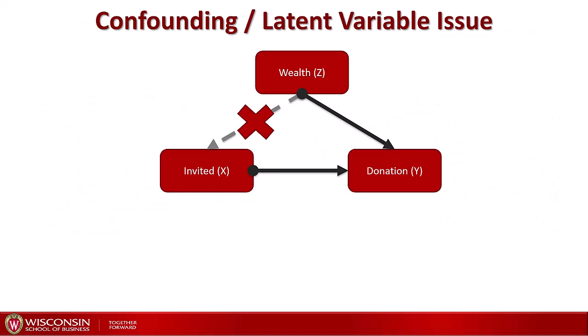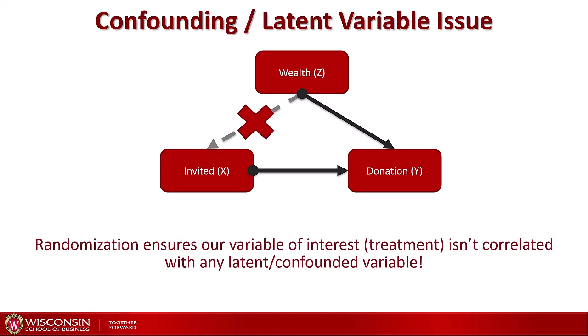So what's happening? Well, if we decide whom to invite by flipping a coin, then we are sure it's random, and so it's not linked with any other variable, z, that is confounded or latent. In that case, we broke the link between z and x, and so we are sure that x caused the change in y between these groups. So randomization ensures that our variable of interest, the treatment x, is not correlated or dependent on any latent or confounded variable. That will allow us to have a causal interpretation.